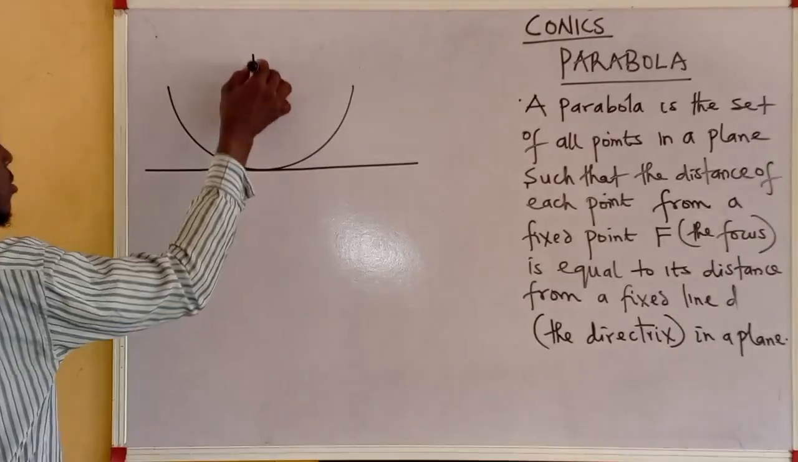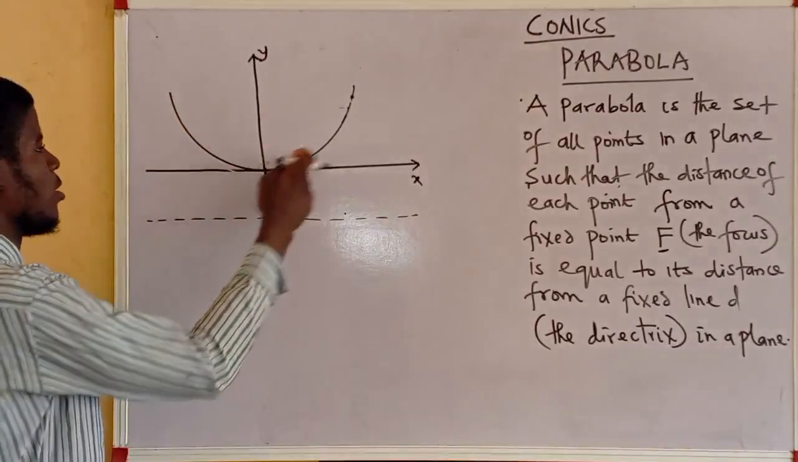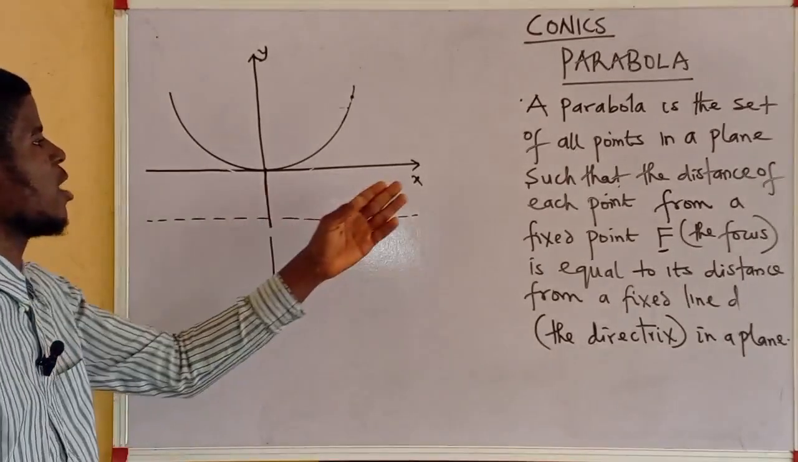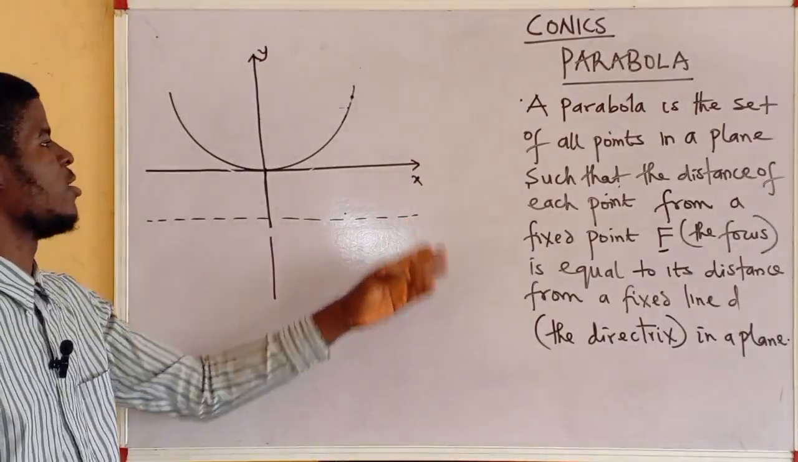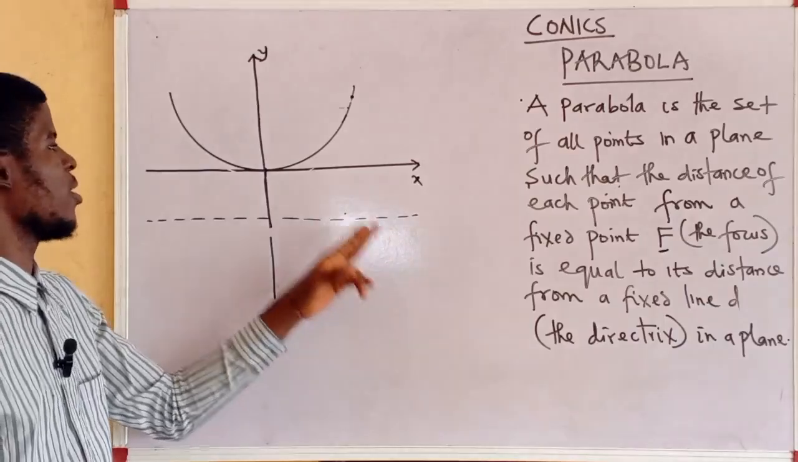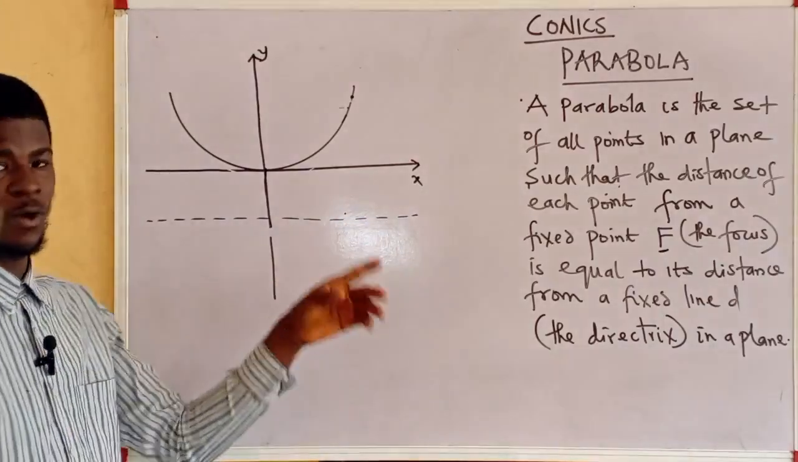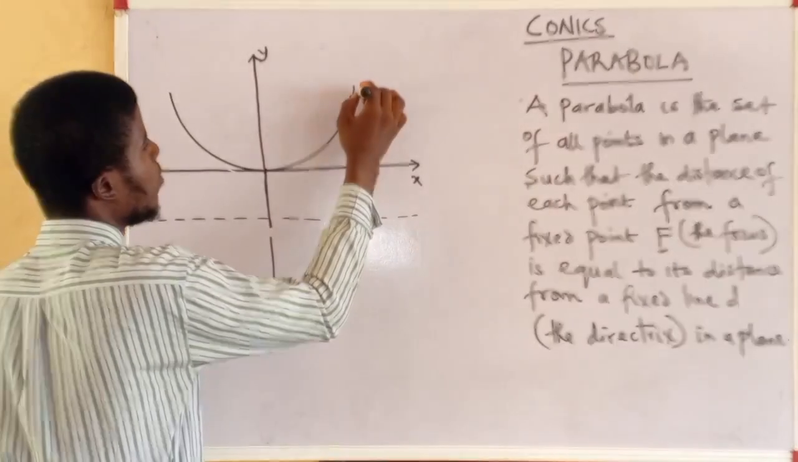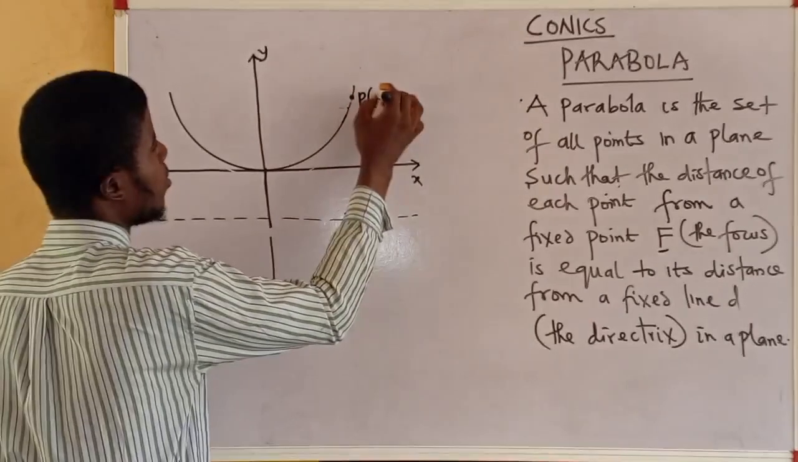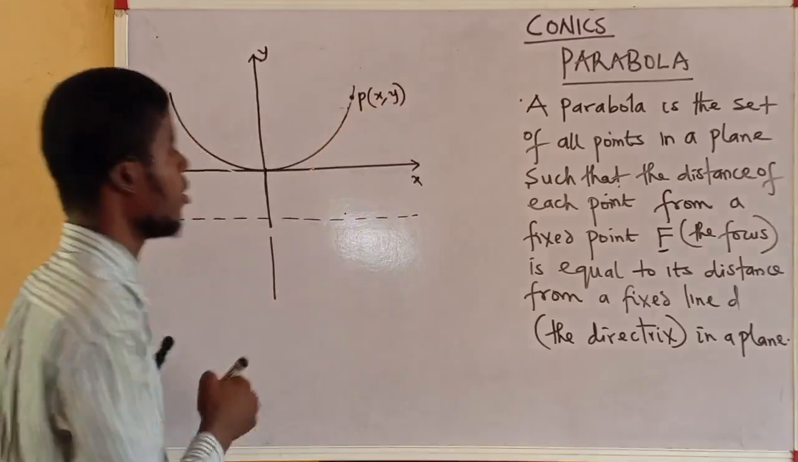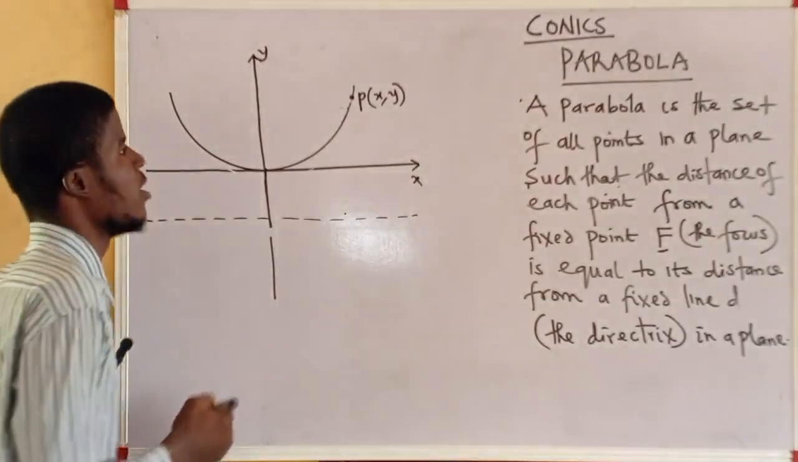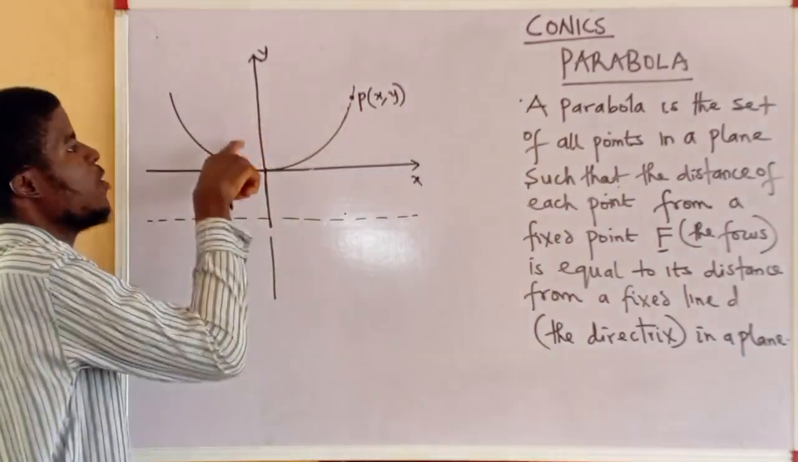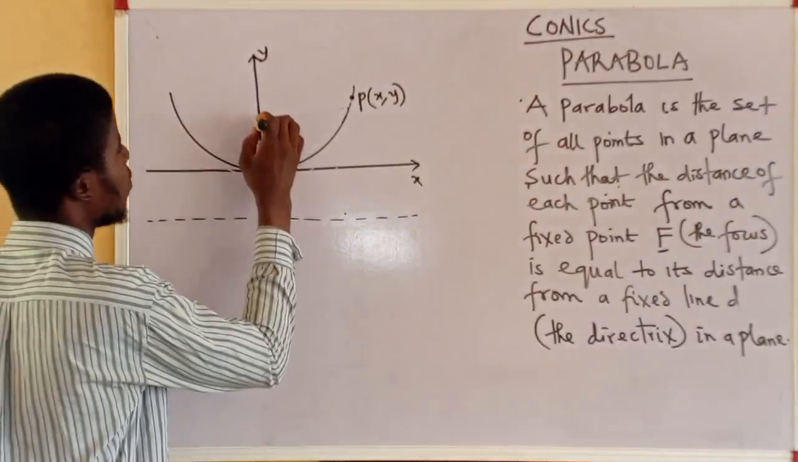This is what we're talking about. And this is the y-axis. This is the parabola, or this curve, okay? We are saying that the parabola is the set of all points in a plane such that the distance of each point from a fixed point F, which is the focus. Now, let me label a variable point on the parabola called point P, with coordinates x, y, okay? So, we are saying that the distance of this point from a fixed point called the focus, let us define the focus F.